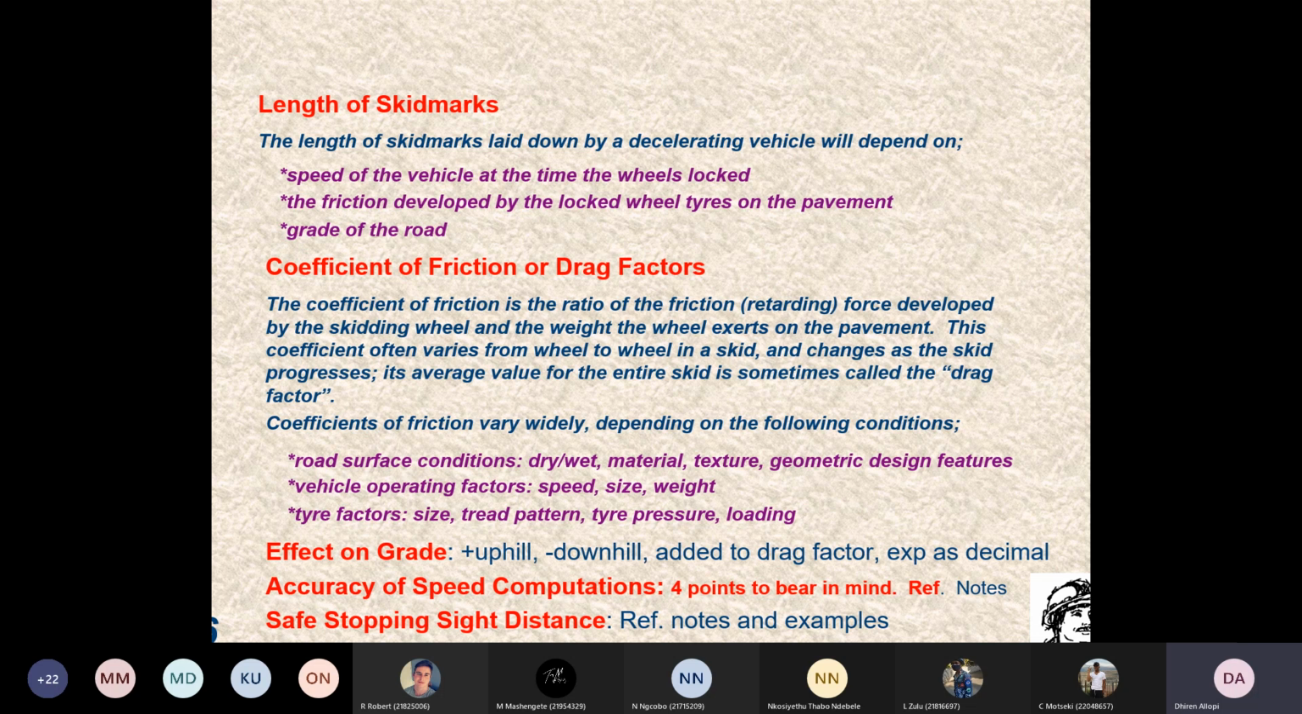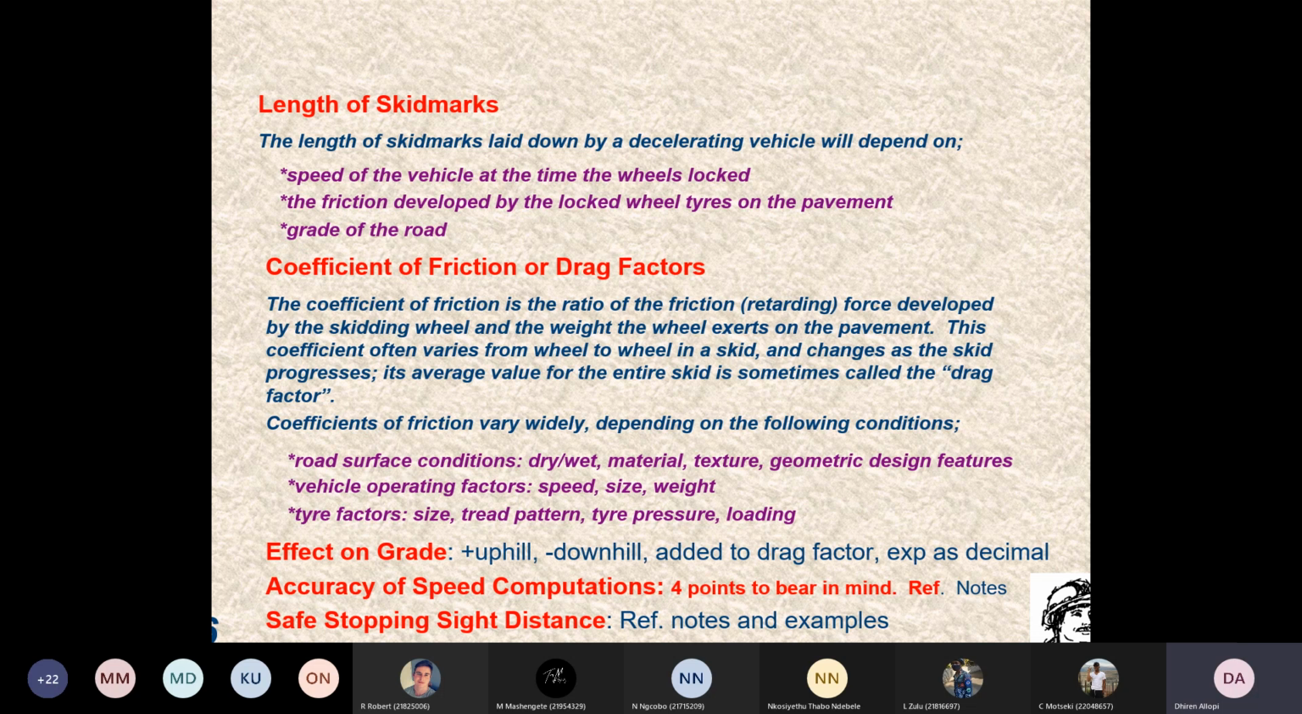So those are factors one would consider to determine the length of skid marks. When it comes to the coefficient of friction, or your drag factor, it's another terminology, you will see that there are various factors that one would have to consider, like, for example, the road surface, whether it's wet, whether it's dry, the texture, whether you're looking at an asphalt road or a concrete road, the geometric features. When we talk in terms of geometric features, you did cover geometric design to a certain level, up to a certain level in 2A.